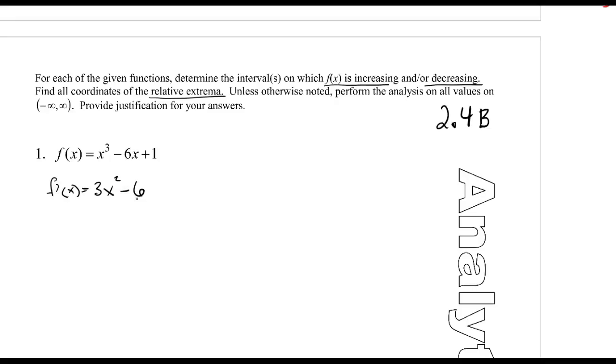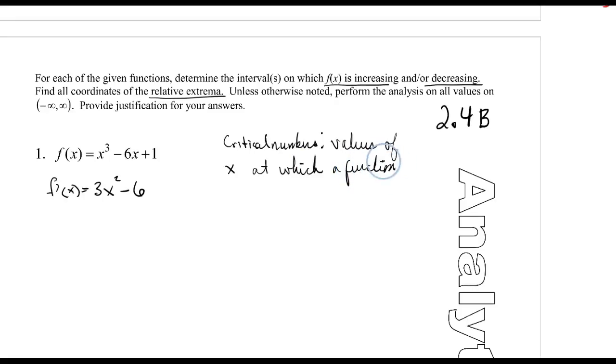Now once I have that derivative, I want to find something called the critical numbers or critical points. And these are values of x. They will always be x equals. Values of x at which a function has a potential maximum or minimum.